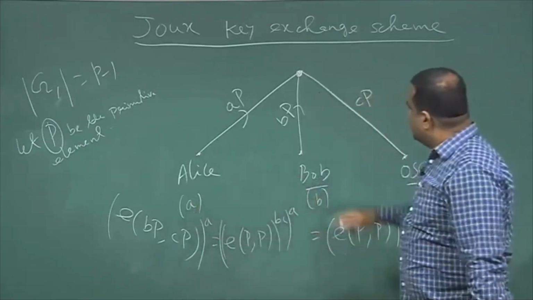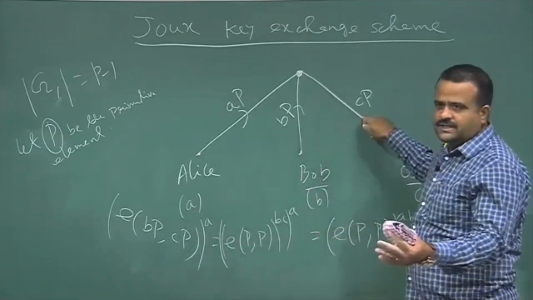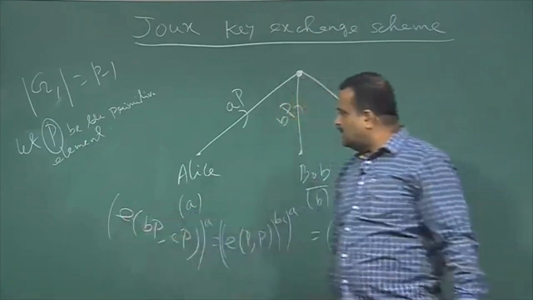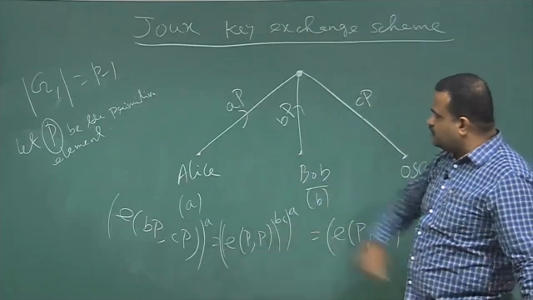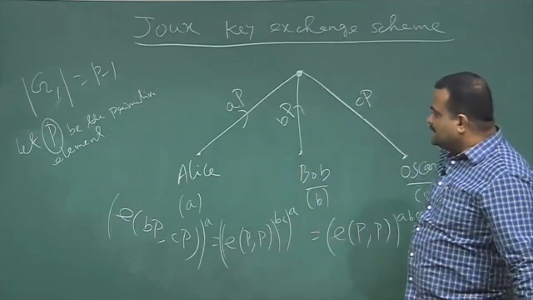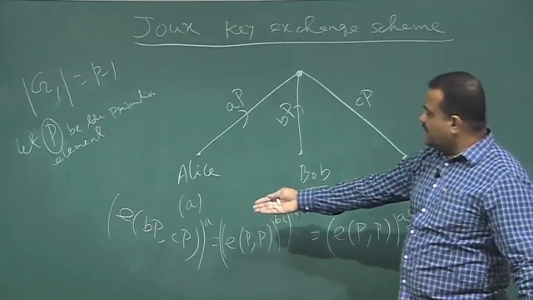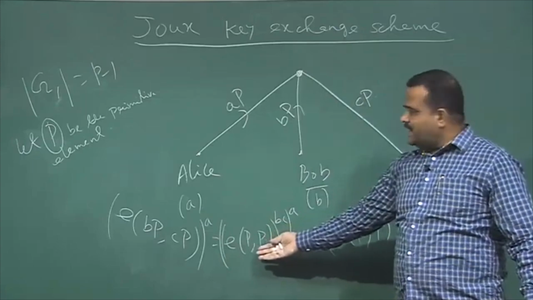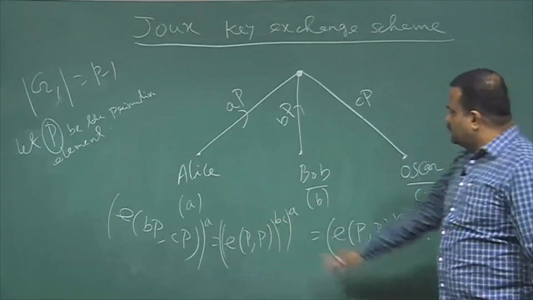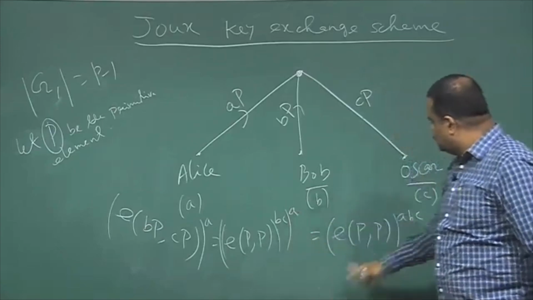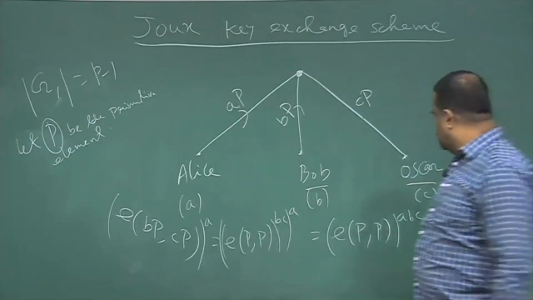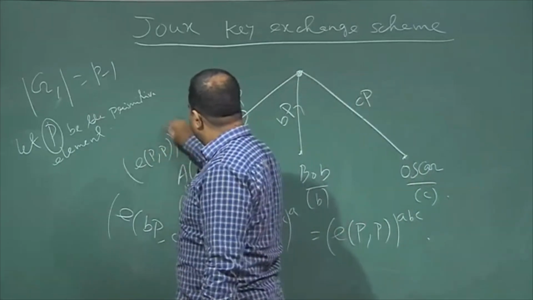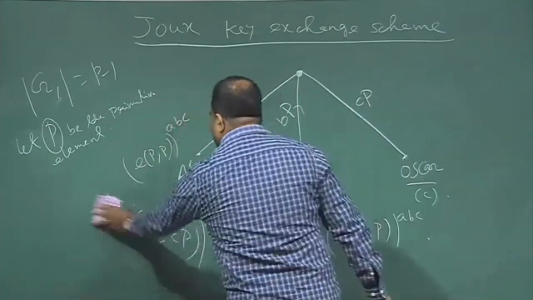Alice has a, and she gets bP and cP over this public channel from the other two parties. Then Alice can compute the pairing function on these two points bP and cP, and raise it to the power a. By the properties of bilinear pairing, this is e(P,P) to the power bc, and raised to the power a, it is e(P,P) to the power abc. This is now known to Alice.